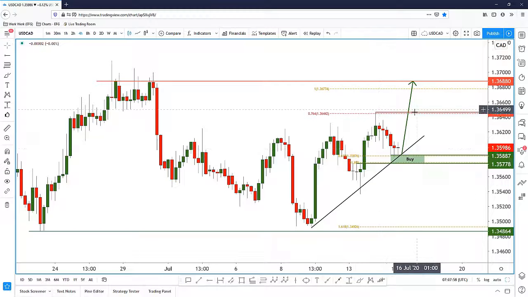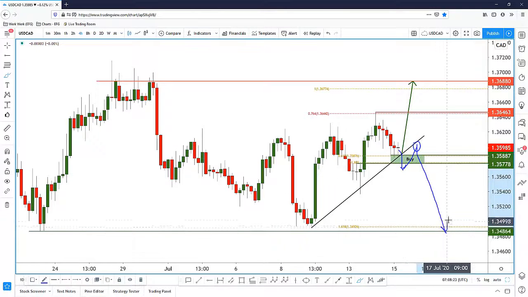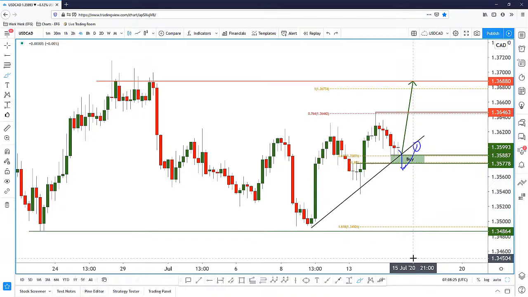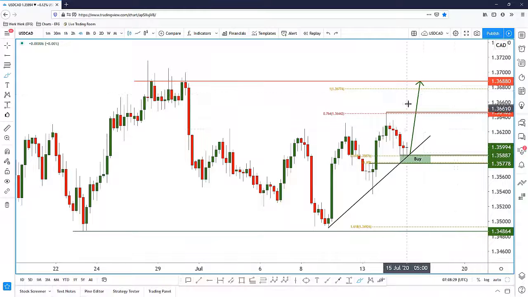Once price pushes up to the first take profit, I would move my stop loss to break even, just to protect my position. Now, if the news that comes out later today is not very kind, what I'm expecting is that price will break below and invalidate our bullish idea. I'll wait for a retest of this trend line, and then I'll go short all the way down to the daily support. But for now, this seems to be more likely the case where price will push higher.